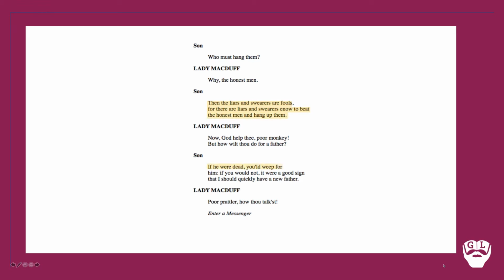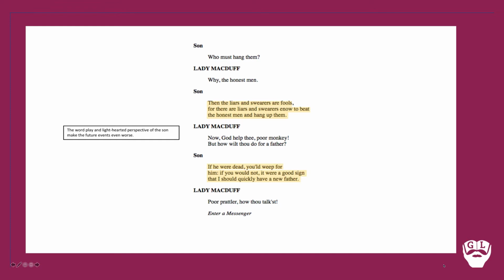If he were dead, you'd weep for him. If you had not, it were a good sign that I should quickly have a new father. So the son's light-hearted approach to this adds an element of sadness to what is about to happen. The son doesn't realise just how deep the sheer gravity of what is taking place here. It was an important point to mention.